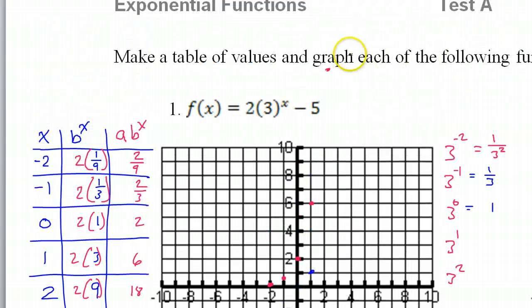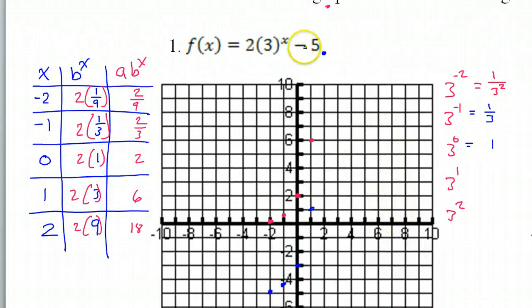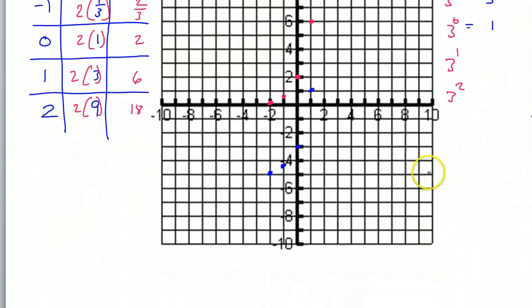Okay, and this is up here at 18. If I move it down 5, it should be at 13, which is still off the chart, but let's say it's about there. Now this blue one is the one we'll actually graph, but we do need the asymptote. Looking at the equation, we know the asymptote is -5. This k value is always the asymptote. I should say y equals -5.